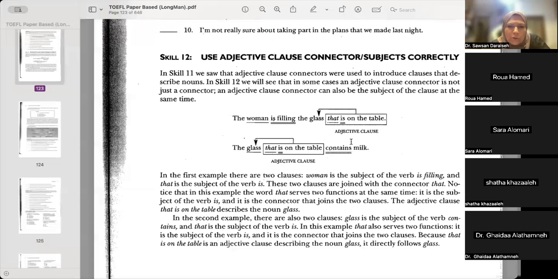Okay, guys? So this is really how. See, we don't need a separate subject here. Can you say the glass that it is on the table? No, because that refers to the glass. So it really is a subject in itself, and at the same time, it's a connector. Okay?